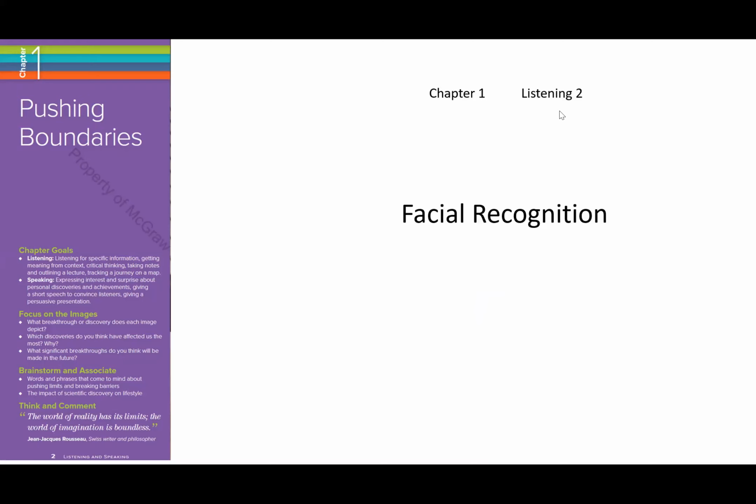للحصة الثانية في chapter 1 facial recognition. Facial recognition اللي هو التعرف على الوجه طبعا باستخدام الـ AI artificial intelligence. Artificial intelligence can recognize your face. This is called facial recognition, التعرف على الوجه. Let's start.